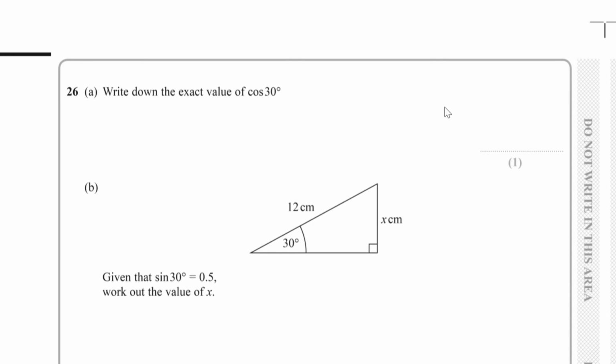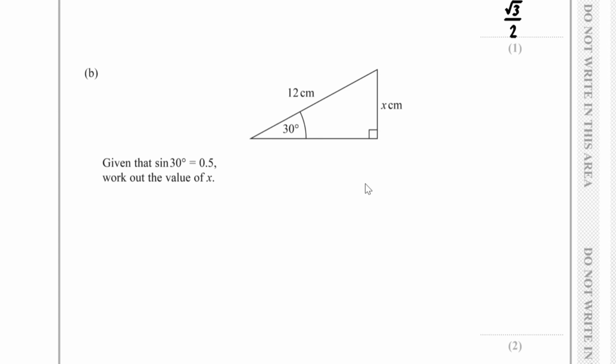Question number 26. For part A, we have to write down the exact value of cos 30. Well, that will equal square root 3 divided by 2. For part B, we have a triangle here, x centimeters, 12 centimeters, and 30 degrees. And given that sine 30 is 0.5, we have to work out the value of x.